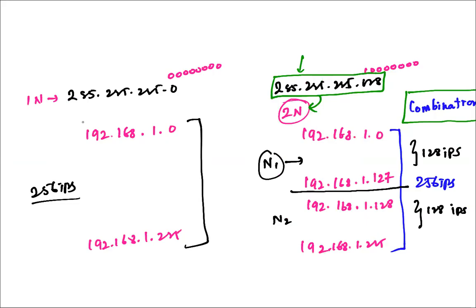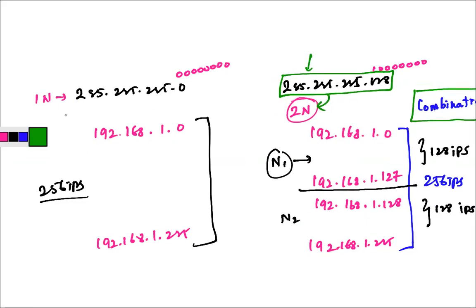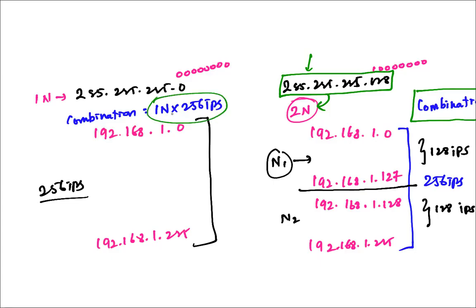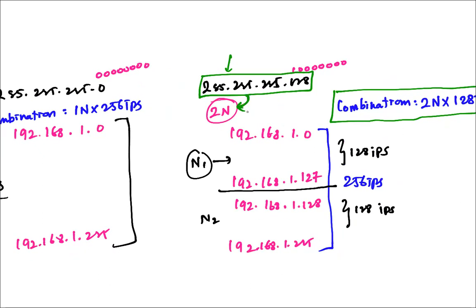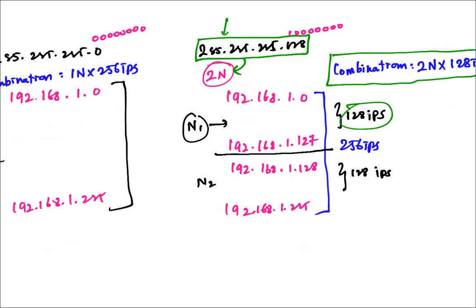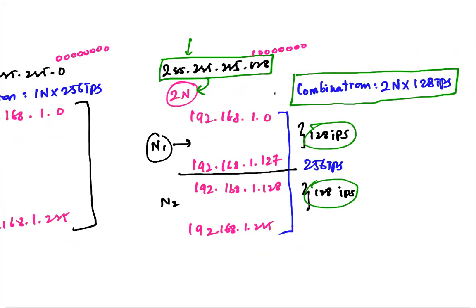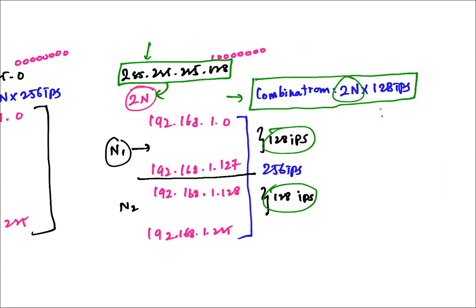Whereas before subnetting, what is the combination that we had? It is 1 network into 256 IPs. Got the point? It's 1 network into 256 IPs because there is no subnetting, there is no division. And this is the mask that we were using. When I use the mask 255.255.255.128, we get 2 networks, breaking it into 2 networks, so you have 128 IPs in each network. So the combination is 2 networks, and each network has 128 IPs.